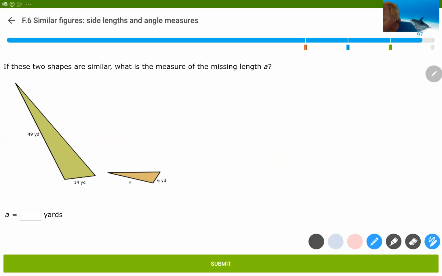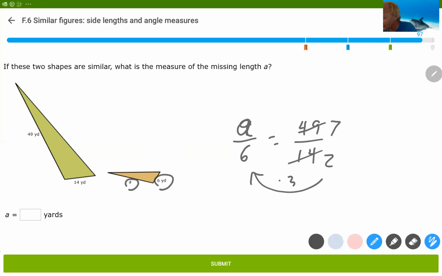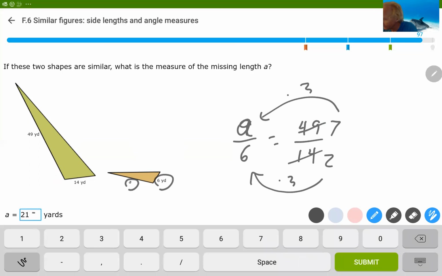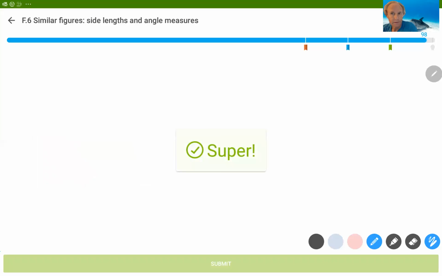Man, oh man. All right, A is to 6. Sorry, that's supposed to be an A, not a 9. That's an A is to 6. I did this side over this side, so I have to do the long side over 49 over 14. And reducing gives me 7 over 2. Multiplying gives me 21. And I think I'm finally done.